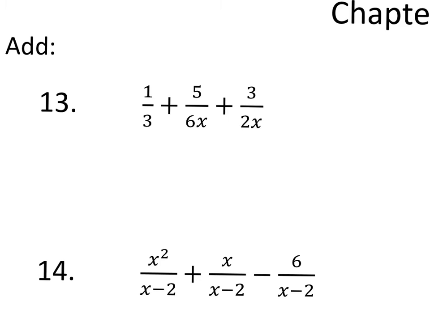So the common denominator for 3, 6x, and 2x has to have all the factors of these in them. Since 6 has the factors of 2 and 3, we have to make sure we have a 2 and a 3 in the common denominator, and we have to have the x in the common denominator. And that's going to give us a common denominator of 6x. So all of these denominators are going to be 6x.